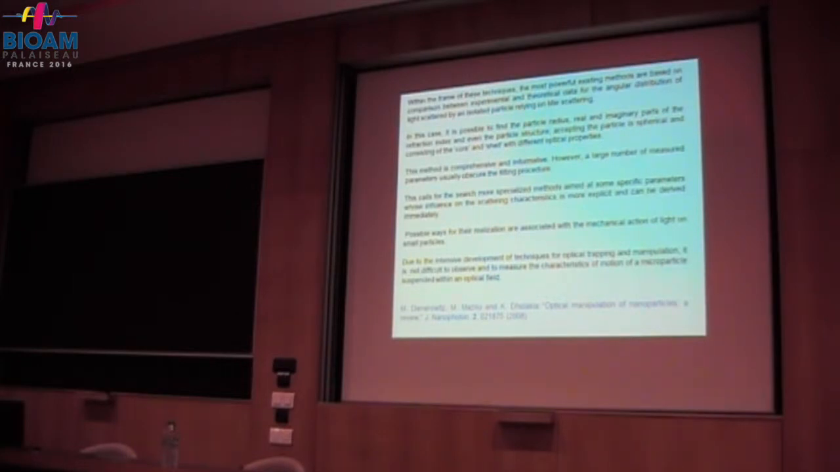In this case, it is possible to find the particle radius, the real and imaginary parts of the refractive index, and even the particle structure, accepting that the particle consists of a core and a shell with different optical properties. This method is comprehensive and informative. However, a large number of measured parameters usually obscure the fitting procedure. This calls for the search for more specialized methods aimed at more specific parameters whose influence on scattering characteristics is more explicit and can be derived immediately.